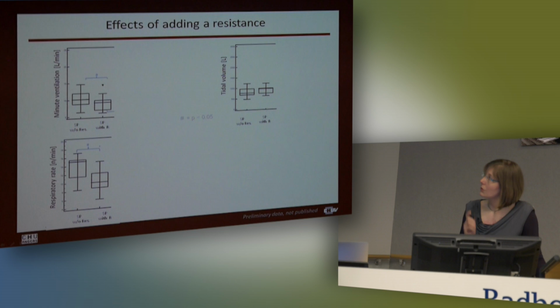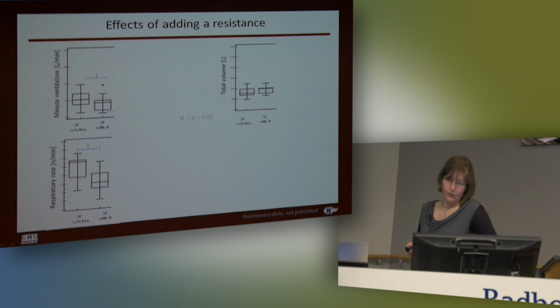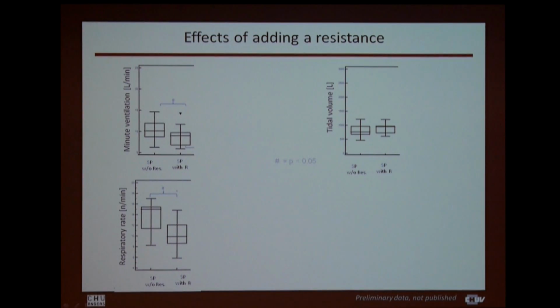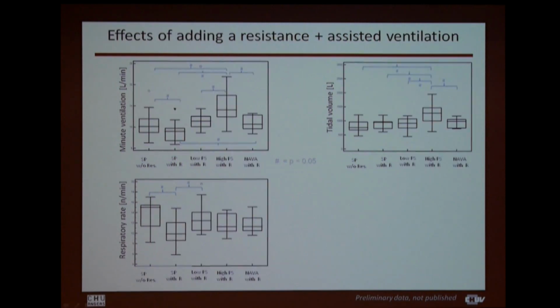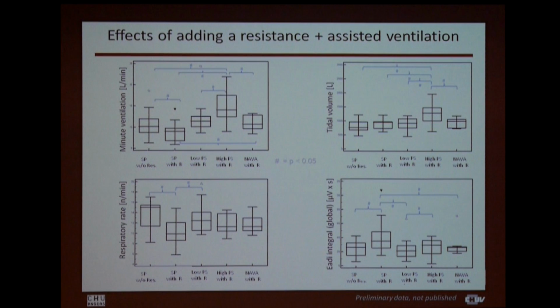Fourth question, this is also illustrated here. This is the influence of adding the resistance during spontaneous breathing. We can see that adding a resistance decreases minute ventilation, doesn't change tidal volume, and decreases respiratory rate. And you see here that even if there is no change in tidal volume, EADI integral is modified, thus bringing an additional information. Here, same thing, but with the effect of assisted ventilation added.